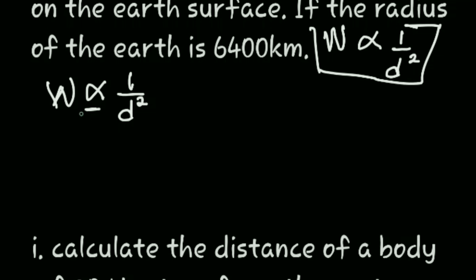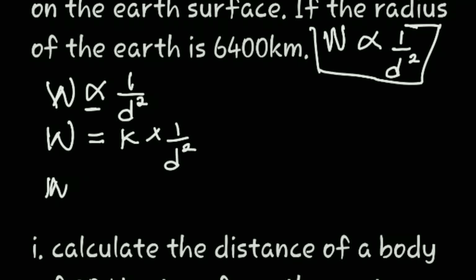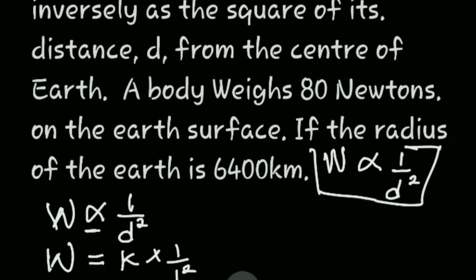This is just symbolical. And so this is going to be W equals, we introduce a constant term K, times 1 over D squared. And that is W equals K over D squared. And so we have been told that a body weighs 18 newtons on the earth's surface if the radius of the earth is 6,400. Remember that radius represents the distance from the center of the earth.